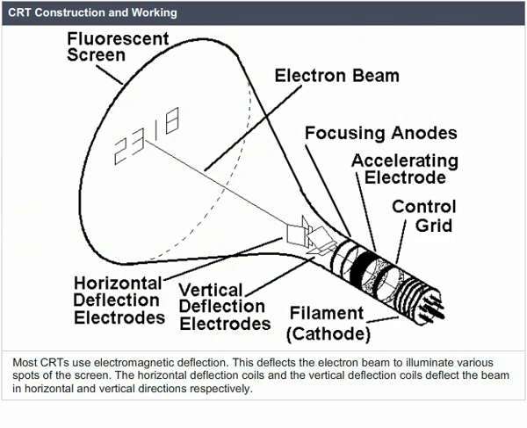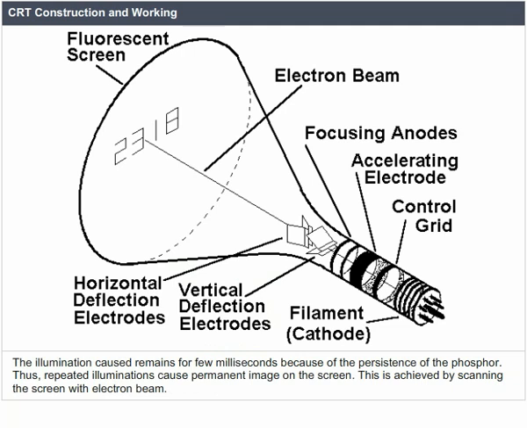Most CRTs use electromagnetic deflection. This deflects the electron beam to illuminate various spots of the screen. The horizontal deflection coils and the vertical deflection coils deflect the beam in horizontal and vertical directions respectively. The illumination remains for a few milliseconds because of the persistence of the phosphor. Thus, repeated illuminations cause a permanent image on the screen. This is achieved by scanning the screen with the electron beam.